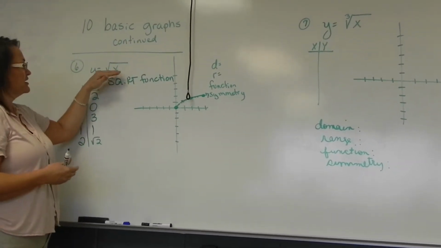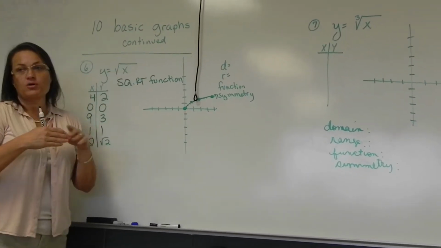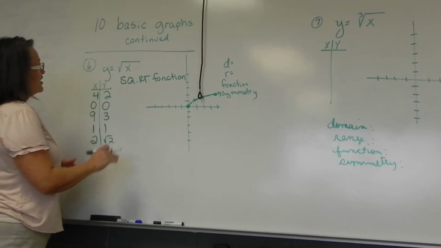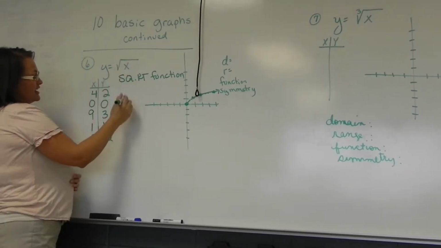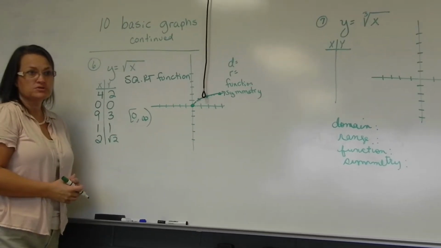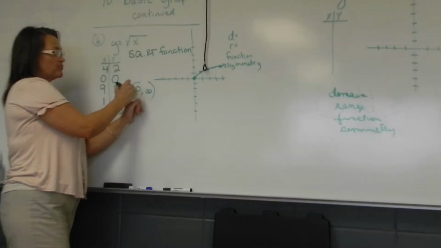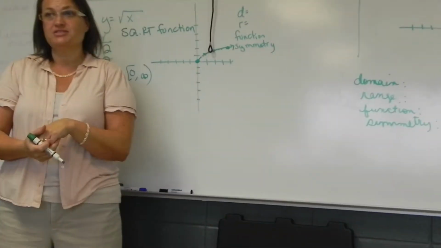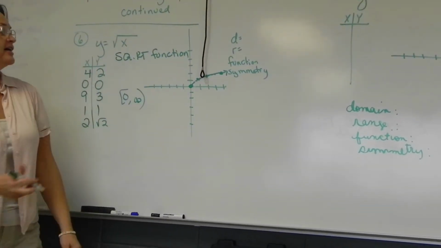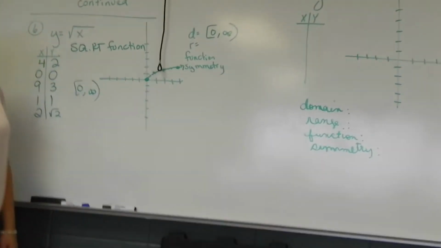So I could plug in anything positive, fraction, decimal, integer, or I should say positive integers, whole numbers. You can plug in anything 0 or above, basically the positive numbers. Notice for the domain, I have used a bracket around the 0, which means I can use 0. 0 is included in that set. So domain 0 to infinity.